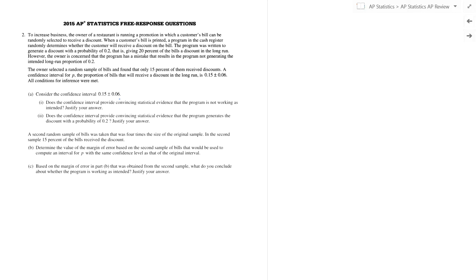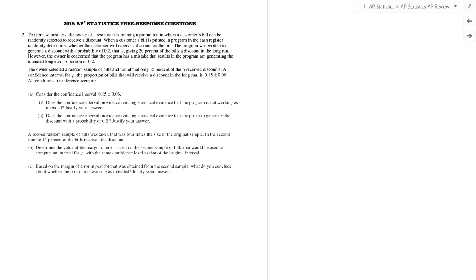Hey, here we go. Number two on the test. Just keep in mind this is last year's test. First one was describing data. This one is actually a confidence interval question, but it's not a calculate-the-interval question. It's a do you understand what a confidence interval really means question.